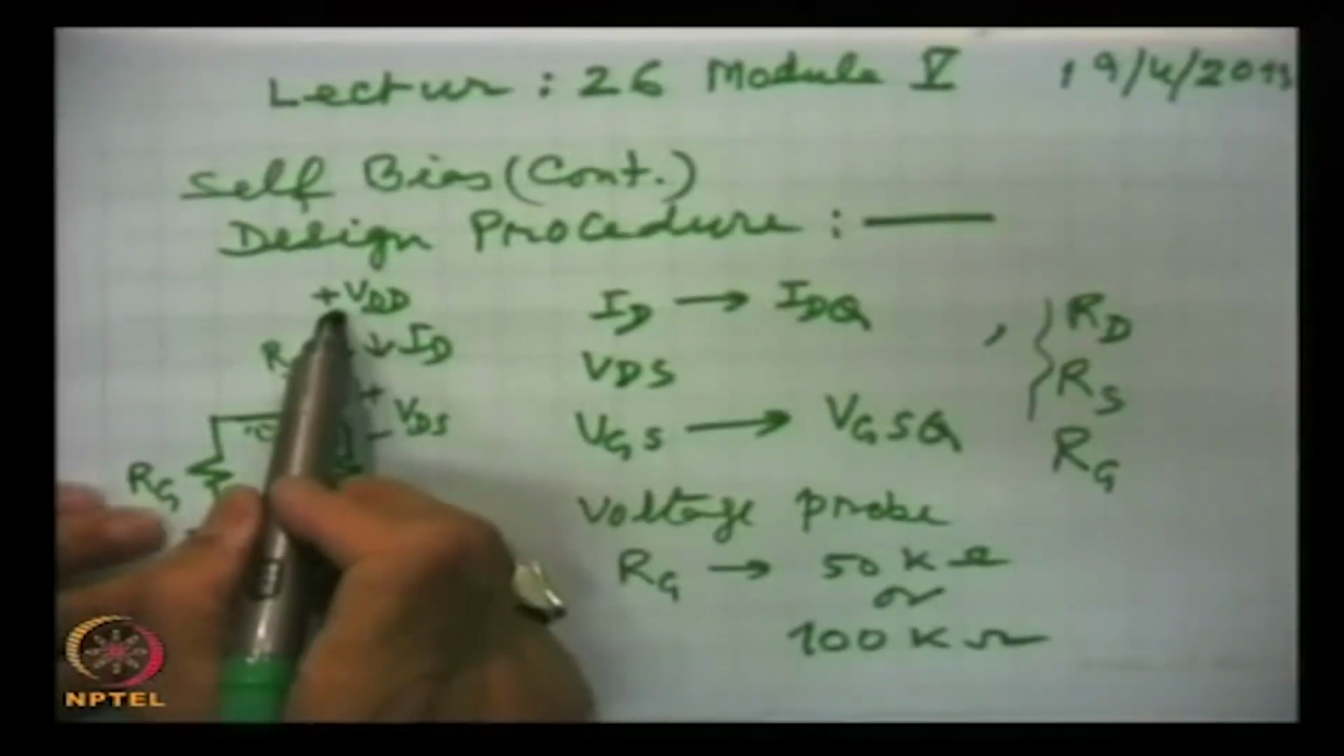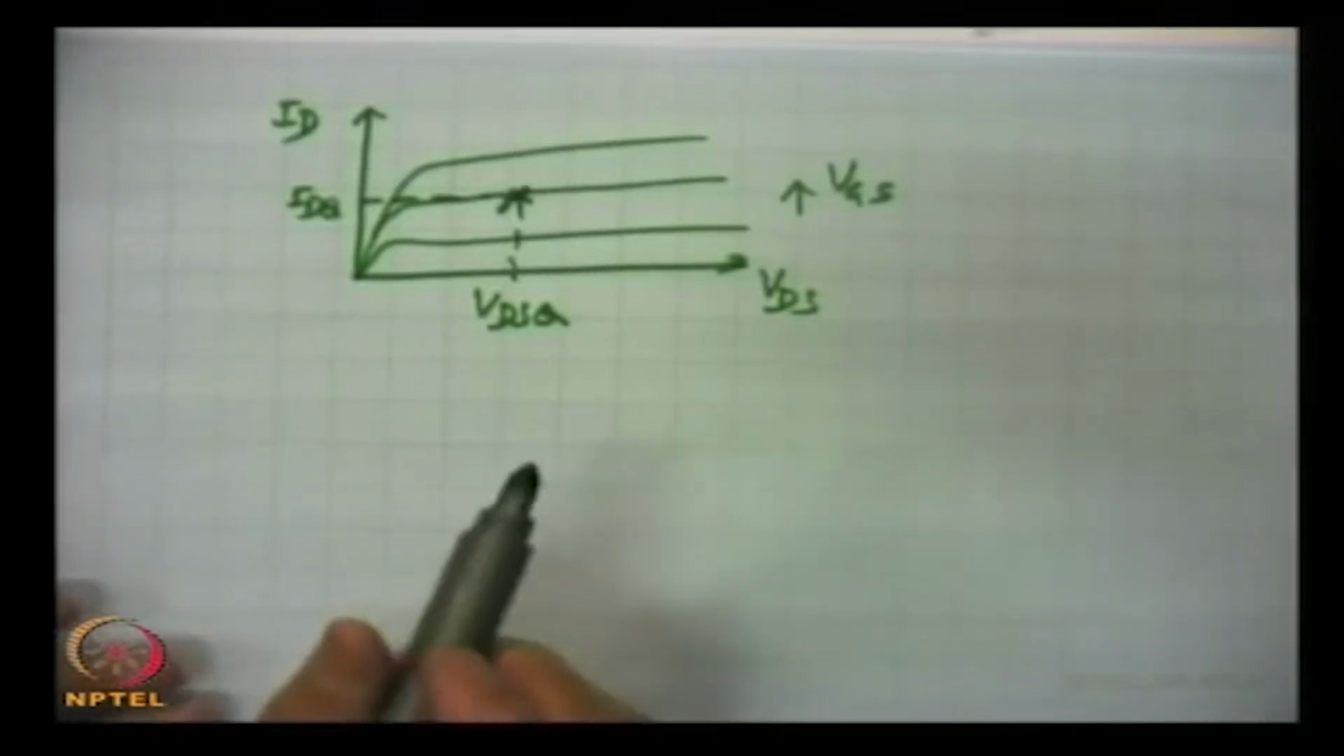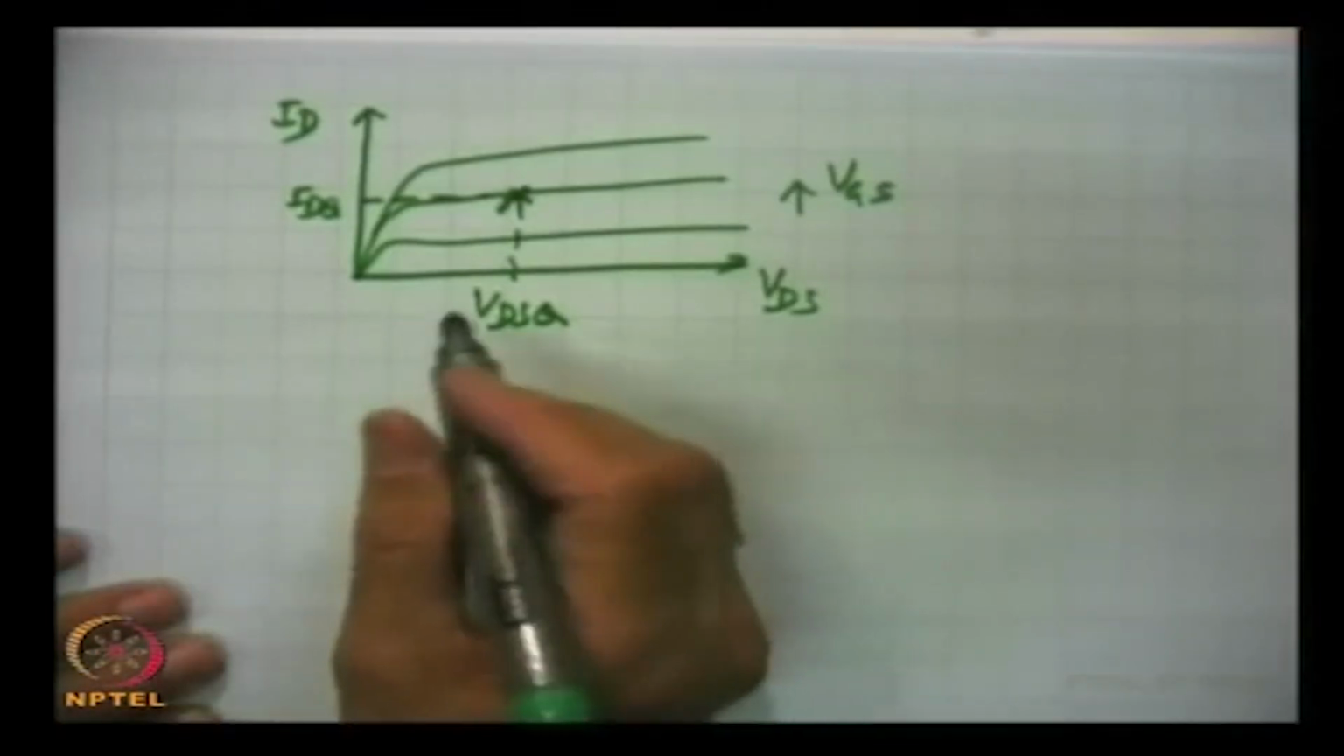So, once VDSQ is known, the battery which we use in the circuit, which is the single DC source in the circuit, normally for the currently used integrated circuits make use of VDD of 5 volts. When discrete devices are used, then this voltage can be high, can be 10 or 12, 15, 30.